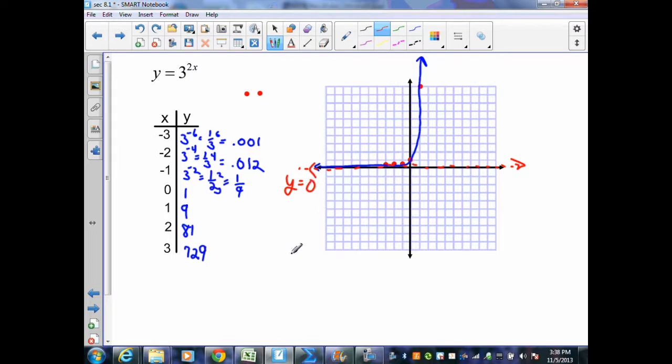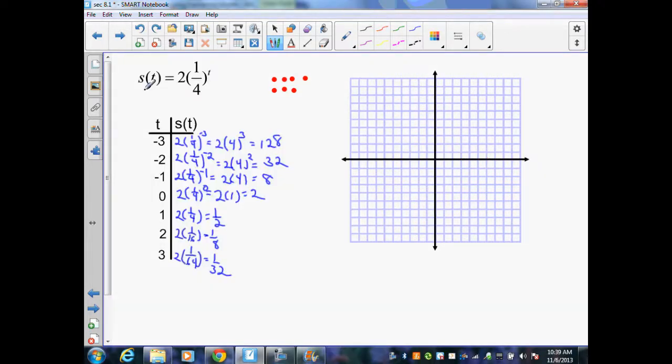I can find the domain again. X can be, as you can see, all real numbers. And again, in this situation, my range, or y values, is y is greater than 0, not equal to, because my graph will not intersect my horizontal line, or x-axis, at y equals 0. Again, range, domain, and asymptote.